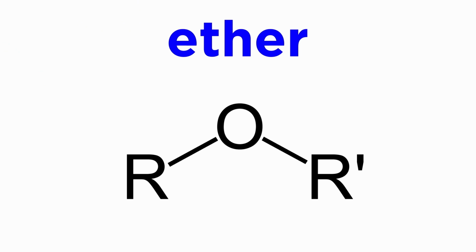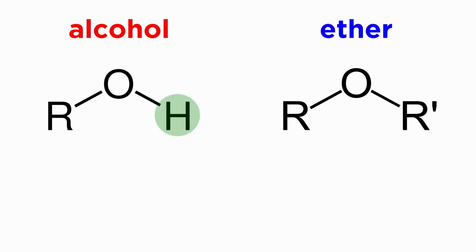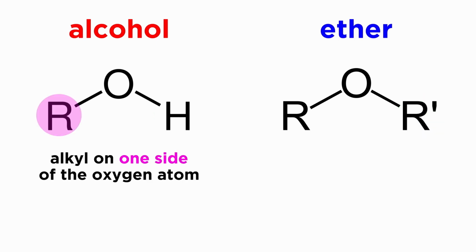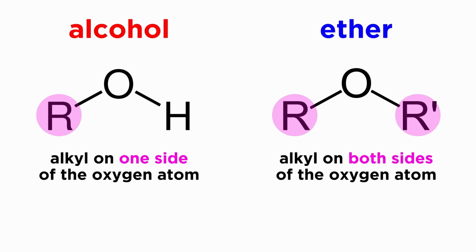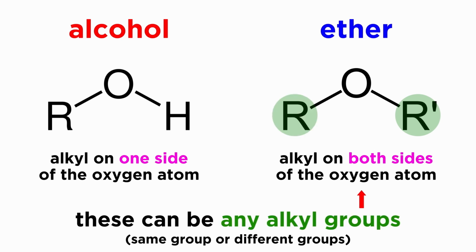Once again, ethers are a little bit like alcohols, but whereas an alcohol is ROH, an ether is ROR. So instead of alkyl on just one side of the oxygen atom, we have alkyl on both sides. We have replaced the hydrogen in an alcohol with more alkyl. These alkyl groups can be absolutely anything. They can be the same group or different groups.